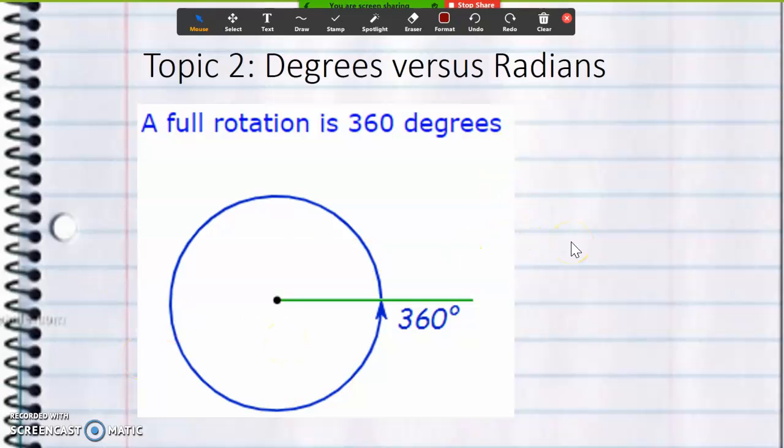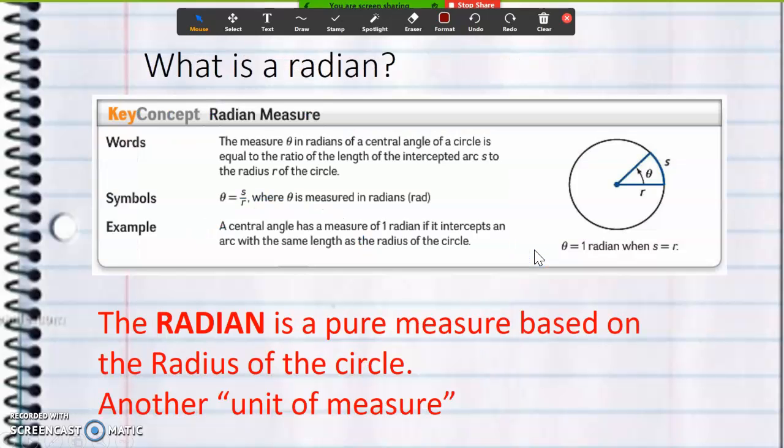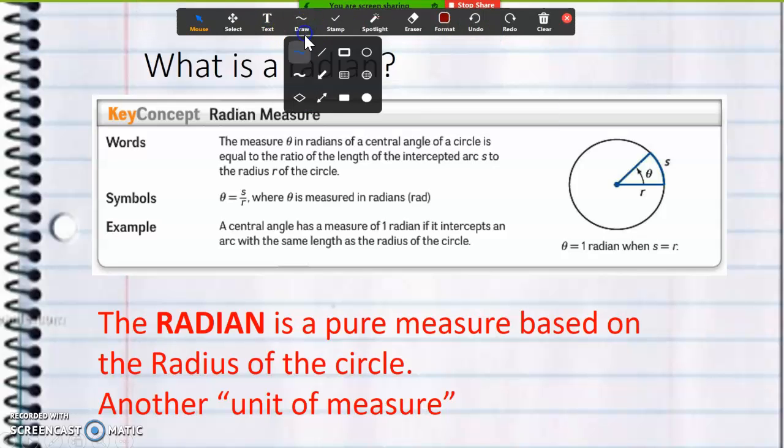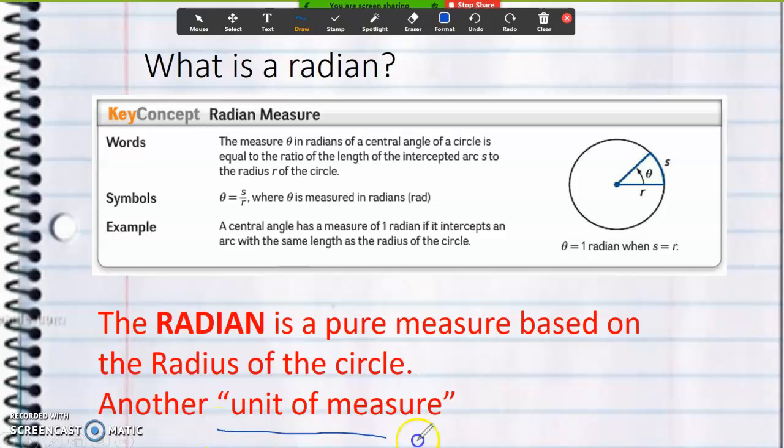Okay? Radians is the new term that you probably might not know. So what is a radian? A radian is a pure measure based on the radius of the circle and another unit of measurement. The only thing that you really need to know from here is that a radian is a unit of measure, and it is based on the radius of the circle.